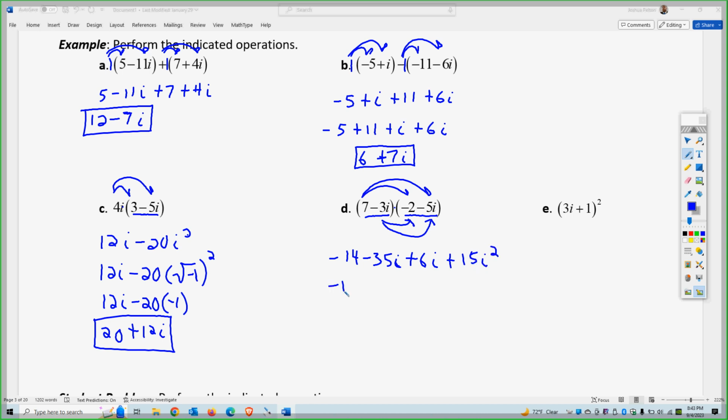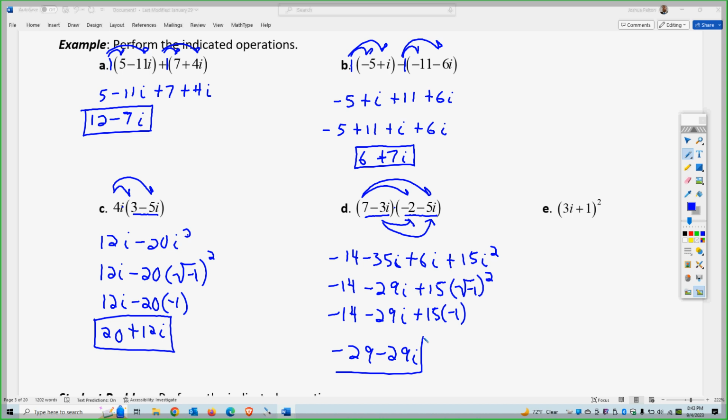Okay, so that's negative 14. I can combine the i terms to get negative 29i. And then plus 15i squared, and we know that the square root of negative 1 is i, so if I square it, I get negative 1, right? So negative 14 minus 29i plus 15 times negative 1. So it's really minus 15, right? And minus 14 gives me minus 29, minus 29i. There we go.